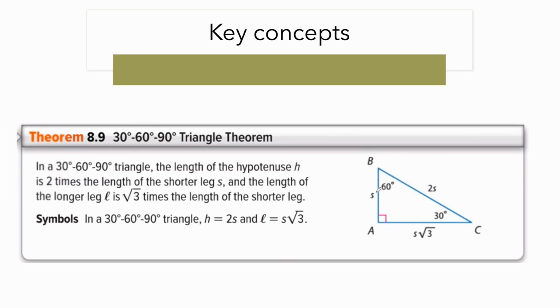So here it is. In this book, they use the S. So this is 2S, and this is S root 3, and the smaller side is just S. You can use any alphabet that you want. It will still give you the same thing, the variable, okay?